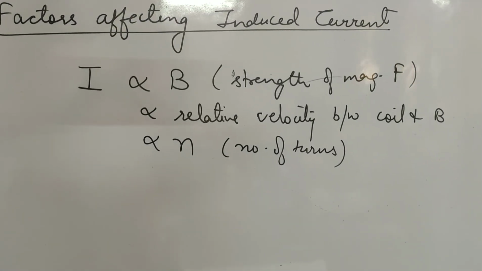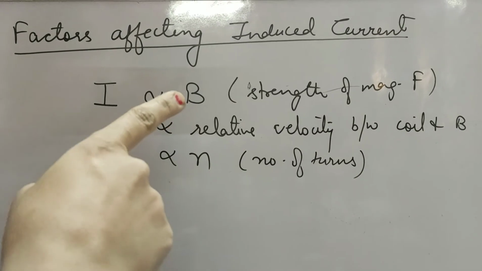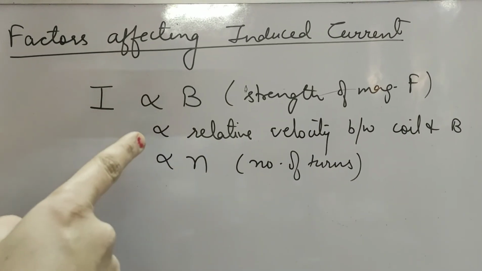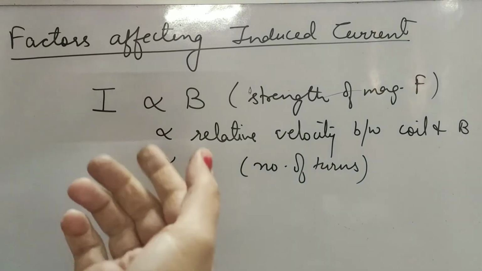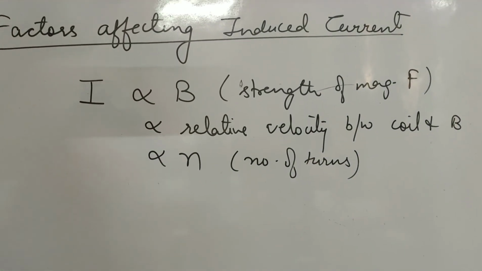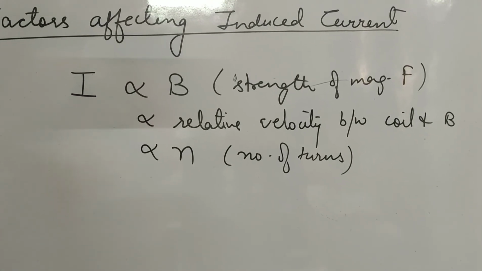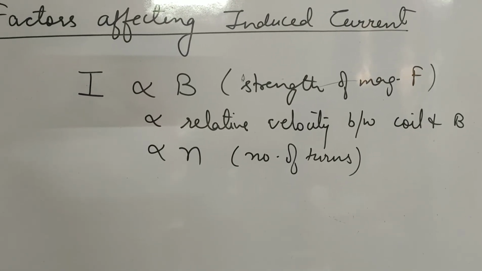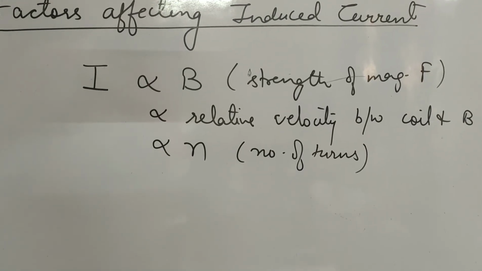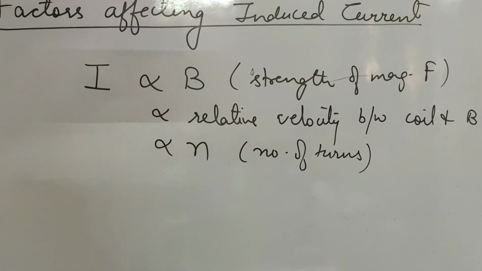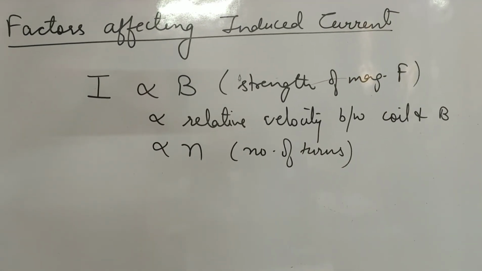So factors affecting induced current in a coil. Induced current magnitude will directly depend on the strength of the magnetic field, the relative velocity between the coil and the magnetic field. Okay, जितनी जल्दी coil move करेगा या magnet move करेगा या they will move relative to each other, उतनी जल्दी ही magnetic field associated with the coils will change and उतना ज़्यादा current induce होगा coil में. And the third factor is the number of turns in the coil. More are the number of turns, more will be the magnitude of the induced current.